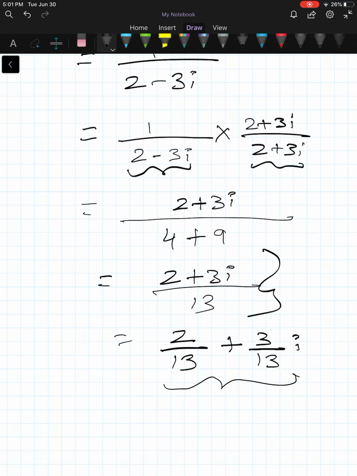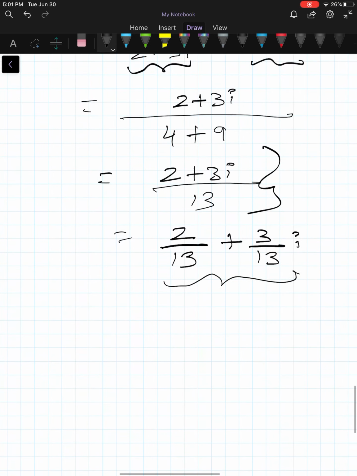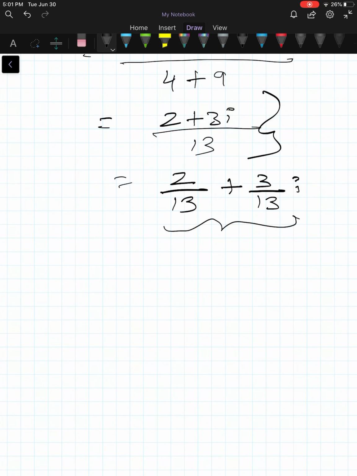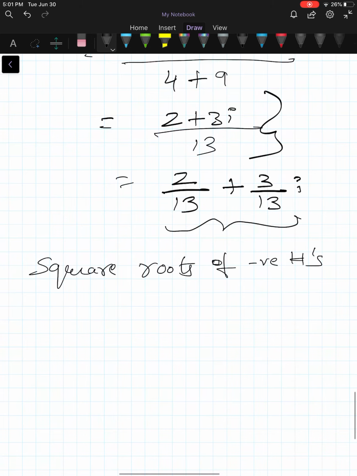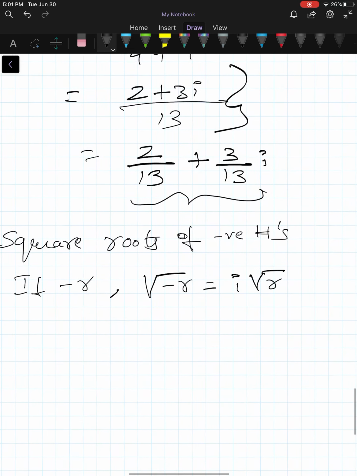So we are done with division now. Now let us deal with square roots of negative numbers. I already discussed or talked about square roots of negative numbers. So if you are given negative r, where r is positive, then the principal square root of negative r, that is square root of negative r, is nothing but i square root of r.